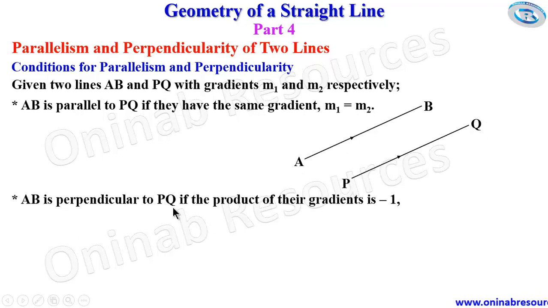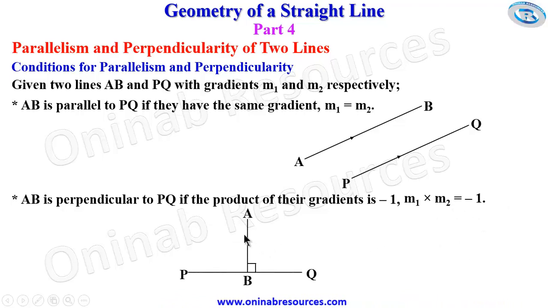AB is perpendicular to PQ if the product of their gradients is negative 1. That is, M1 times M2 is equal to negative 1. So we then say PQ is perpendicular to AB. So they are perpendicular to each other. So these are the conditions we are going to be making use of in this tutorial.